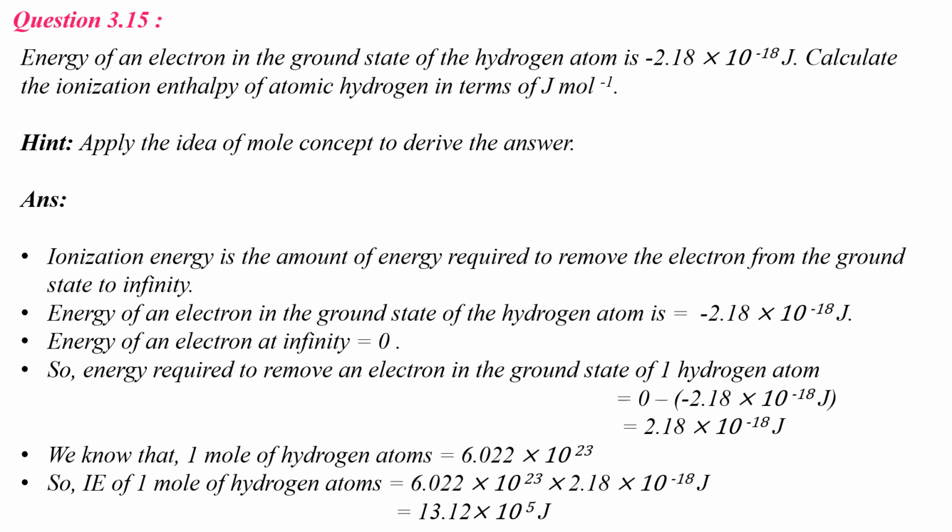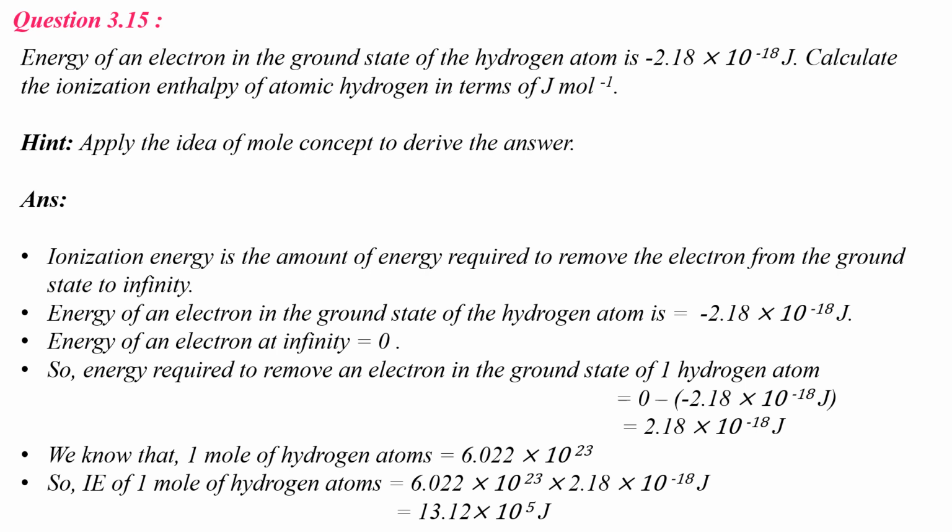So first of all, what is ionization enthalpy? It is the amount of energy required to remove an electron from the ground state to infinity. When you are pulling out an electron from an atom in its ground state, the electron is pulled out to infinity. The gaseous isolated positive ion is considered to be at infinity. The energy of an electron at infinity is 0. All this you have learned in chapter 2. The energy of an electron in the ground state of the hydrogen atom is minus 2.18 into 10 power minus 18 joule. This is provided in the question itself.